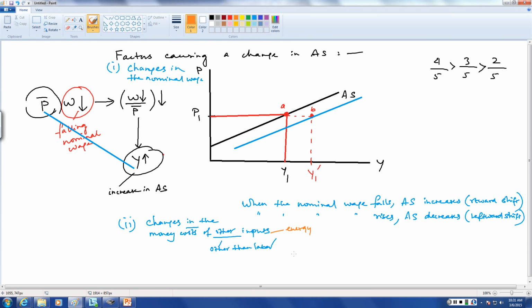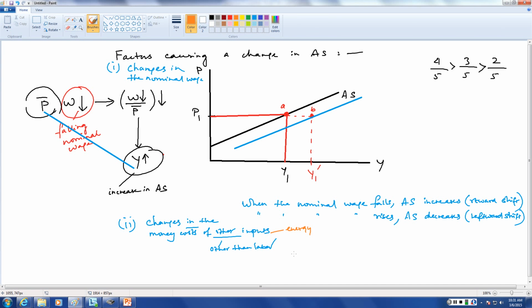Energy is used by really all businesses. So let's say that the price of oil rises. If the price of oil were to rise, this would cause energy costs to go up, and this would then cause the supply of all firms in the economy to reduce. So the AS curve would then shift leftward.